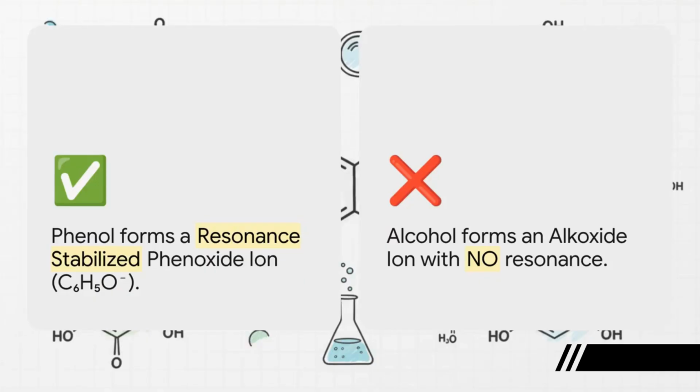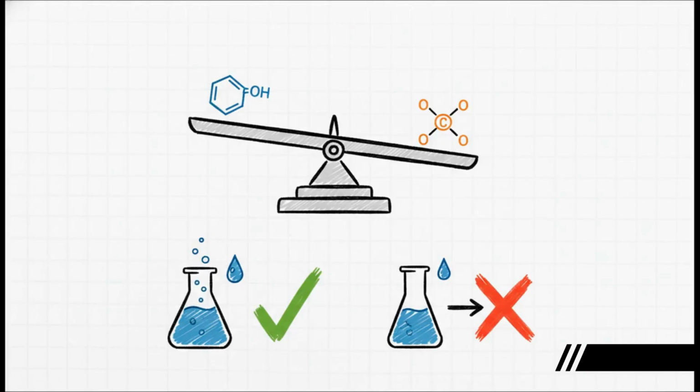This slide right here answers a classic CUET question. Why is phenol so much more acidic than a regular alcohol? Well, when phenol loses its proton, it forms the phenoxide ion. This ion is super stable because that negative charge isn't stuck on the oxygen. It gets spread out across the entire benzene ring through resonance. Alcohol, on the other hand, forms an alkoxide ion, and that negative charge is just stuck on the oxygen. It's got nowhere to go. And here's the golden rule. A more stable conjugate base always comes from a stronger acid.